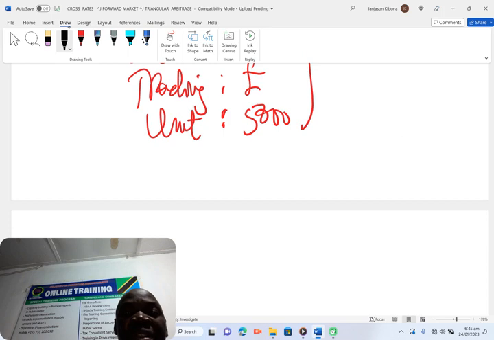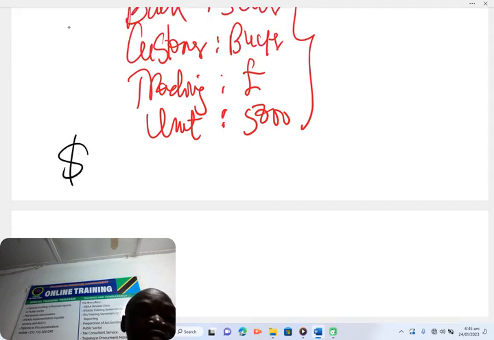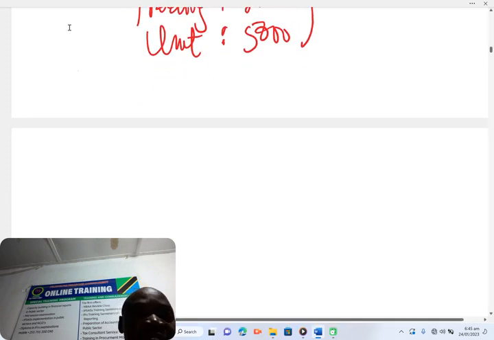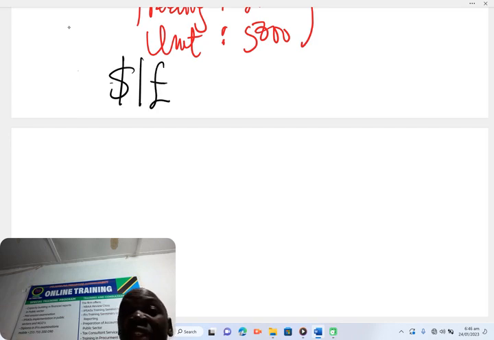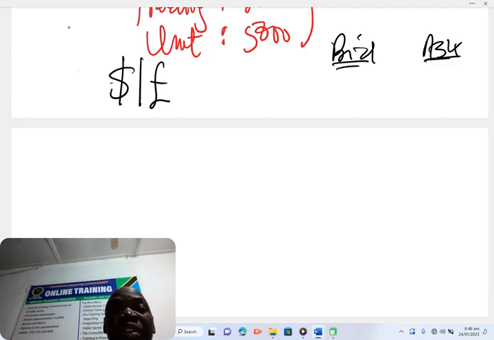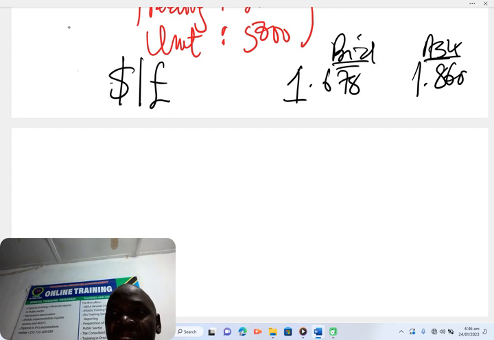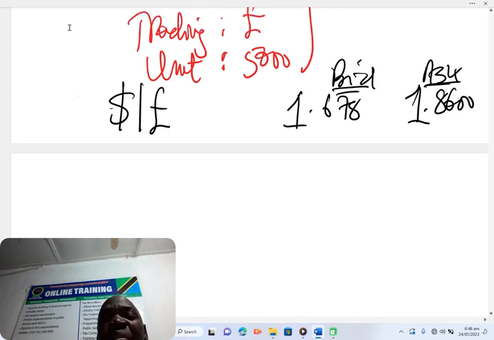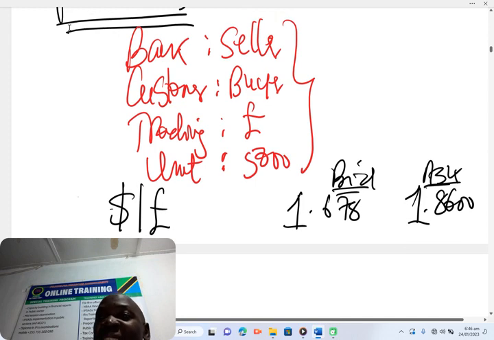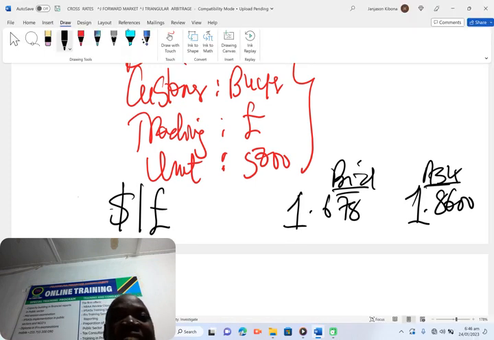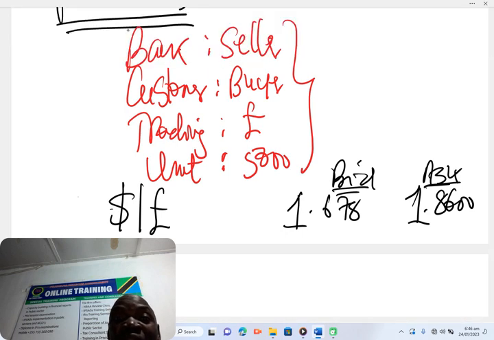So, pound will be quoted in this way. So, dollar stroke pound. So, let me use here dollar. Okay. Dollar stroke pound. So, we have bid and what? Ask. So, this is 1.678 against 1.8600. Now, if a bank is selling, what is a selected rate? Ask rate. So this is a bank is selling. So you go to ask rate.